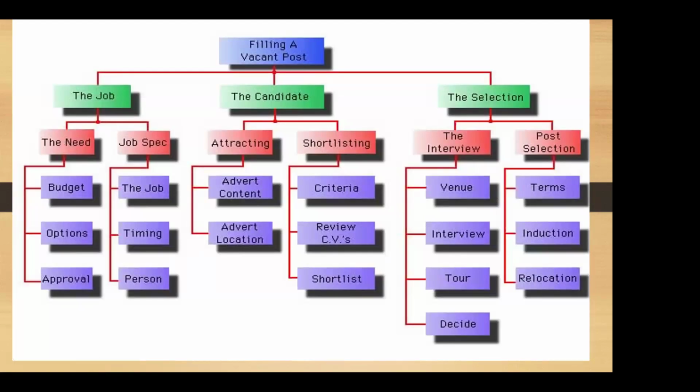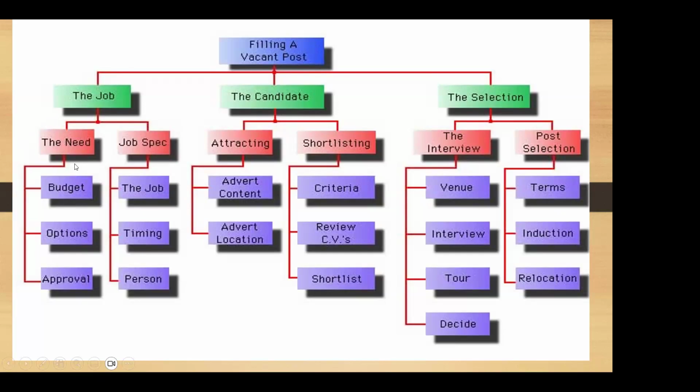Then another example is about filling a vacant position within an organization. So when it comes to filling a vacancy, there are 3 aspects. You have the job, right? You have the candidate, and then you have the selection, right? So when you talk about the job, you have to look at the need for the job, and then you have to look at the job specification.